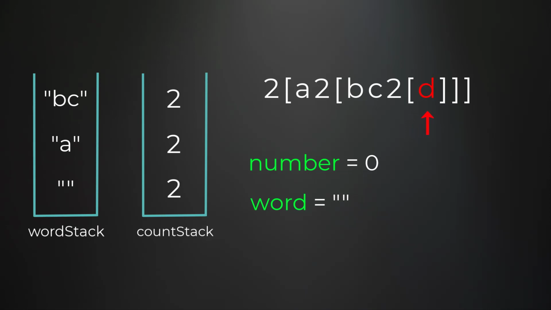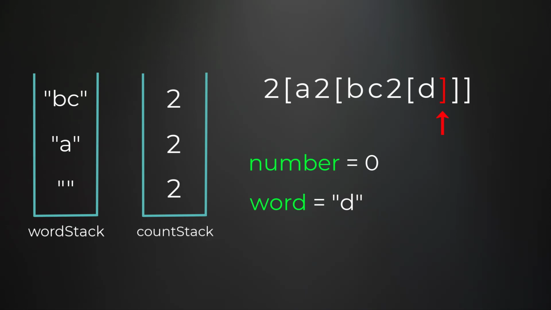Next, we arrive at a character D and we add it to our word variable. And now we're finally going to get to a closing bracket. So this character means that we have all of the information we need to decode one of the nested strings. So just to reiterate, an open bracket means the start of an encoded string, and then a closing bracket means the end of an encoded string.